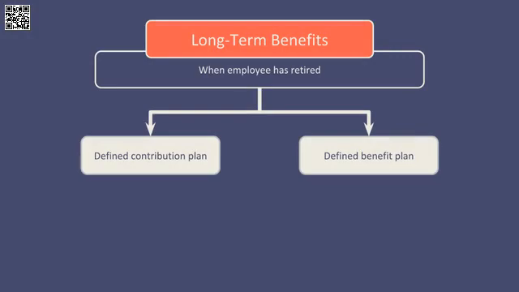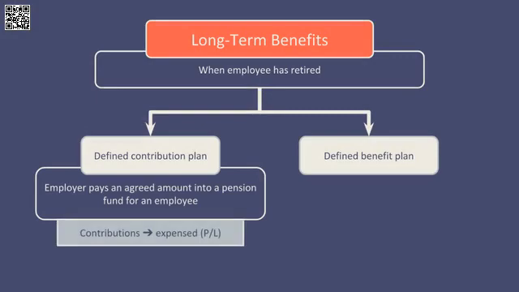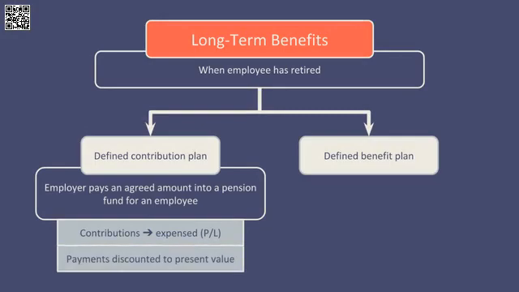So what are these? A defined contribution plan is where an employer pays an agreed amount into a pension fund for an employee. That is where their obligations end. How are they recorded in the financial statements? The contributions are expensed through the statement of profit and loss. If the payments are unpaid or not due within 12 months after the reporting period when the employee has worked, earning this benefit, the contributions are discounted to their present value.